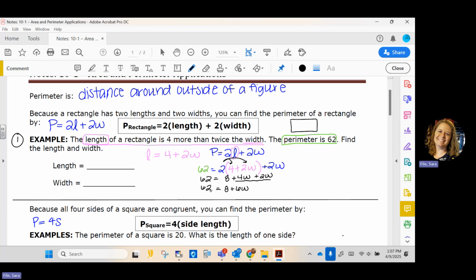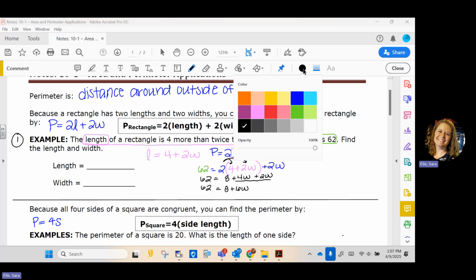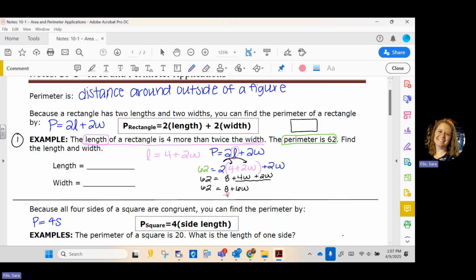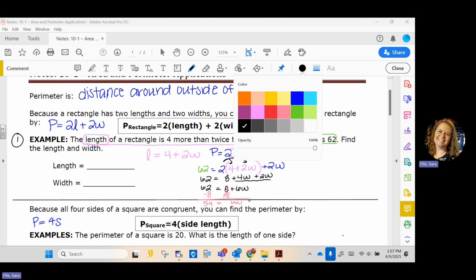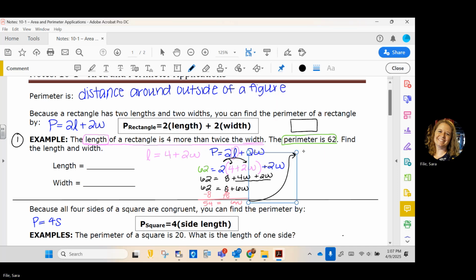Now, to solve this for W, I need to get the W alone. So I'm going to subtract 8 from both sides. So when I do that, I'll end up with 54 equals 6W. I'm running out of space, so I'm going to come up here. So I've got 54 equals 6W. How am I going to get rid of the 6 in front of that W?